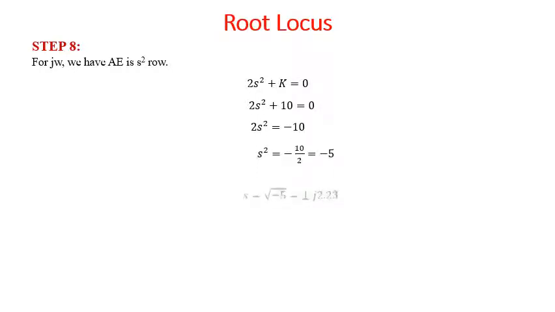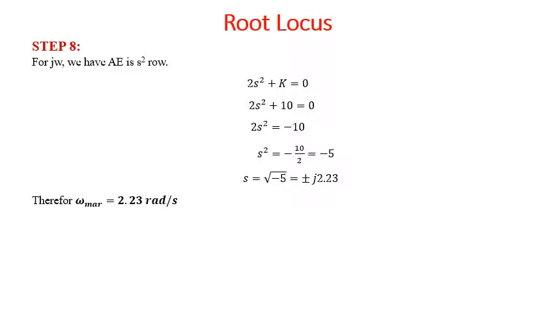Similarly, we have to find out the crossover frequency. To find the crossover frequency, that is jw, we use the auxiliary equation from the s square row. So that is 2s square plus k equal to 0. Hence substituting the value of k equal to 10 and determining the s value, we get s is equal to plus or minus j 2.223. Hence the omega margin is 2.223 radians per second.